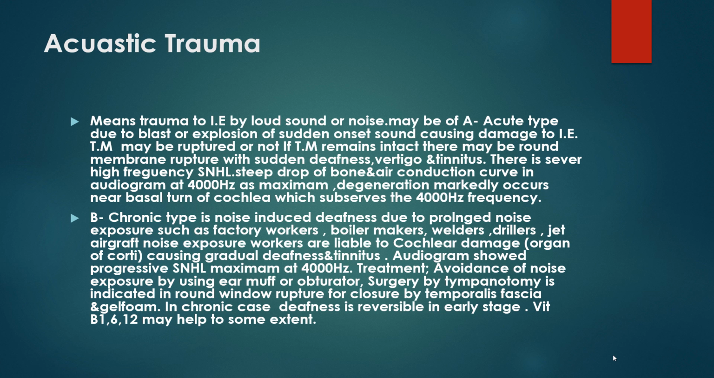If the tympanic membrane remains intact, there may be a round window rupture with sudden deafness, vertigo, and tinnitus. There is a severe high-frequency sensorineural hearing loss abruptly, as a step drop of the bone and air conduction curve in the audiogram at 4000 hertz, as will be shown in the next slide. Degeneration markedly occurs near the basal turn of the cochlea, which serves the high frequency.